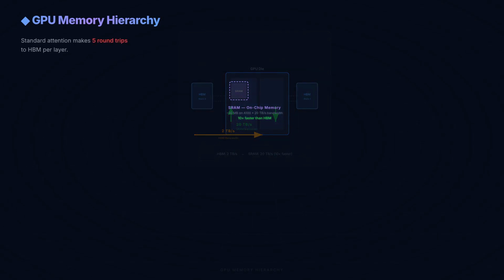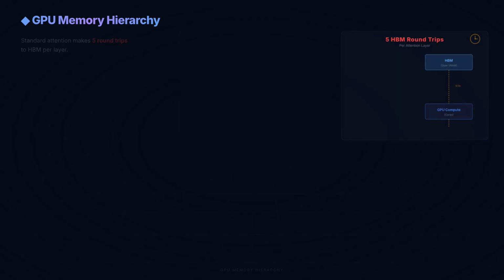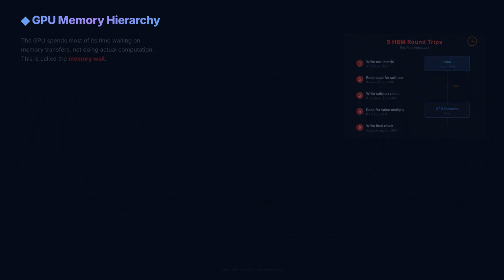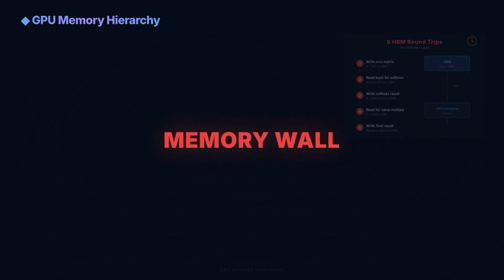Standard attention makes 5 round trips to HBM per layer. It writes the giant n-by-n matrix to slow VRAM, reads it back for Softmax, writes again, reads for the value multiply, writes the final result. The GPU spends most of its time waiting on memory transfers, not doing actual computation. This is called the memory wall.